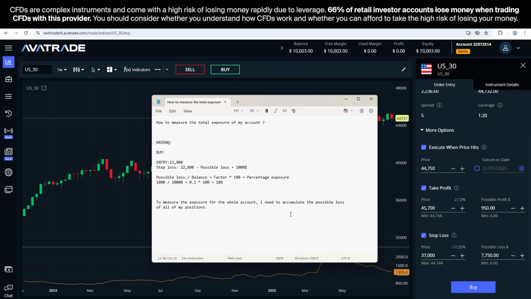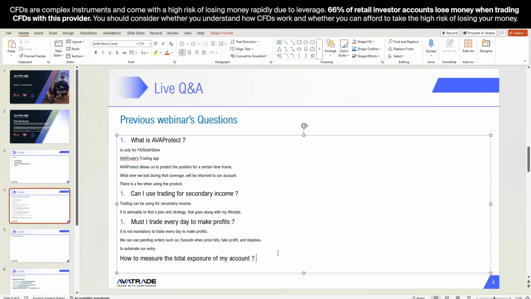If I don't use any stop loss on any of my positions, my exposure is 100% in terms of the loss, because there is no limit to how much I can lose. The same thing goes for take profit, by the way. If I don't use any take profit at all, there is no limit to how much I can make. But at the same time, if I don't use any take profit and the position turns around, my profits can also be affected. I hope that it makes sense. So I'm going to also include that in here.